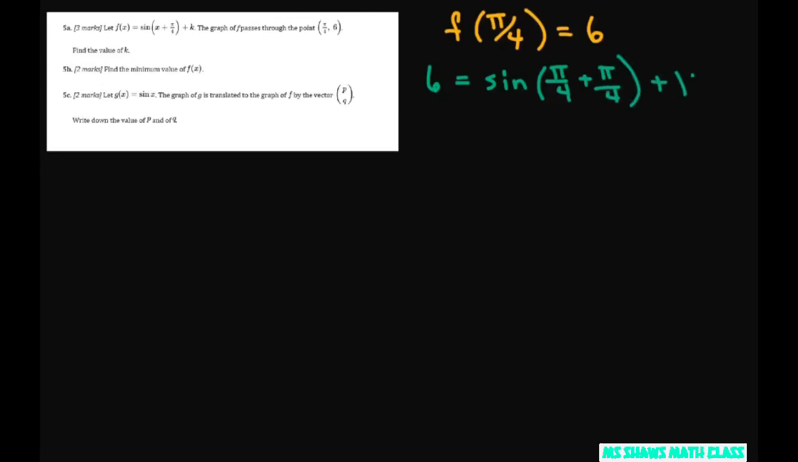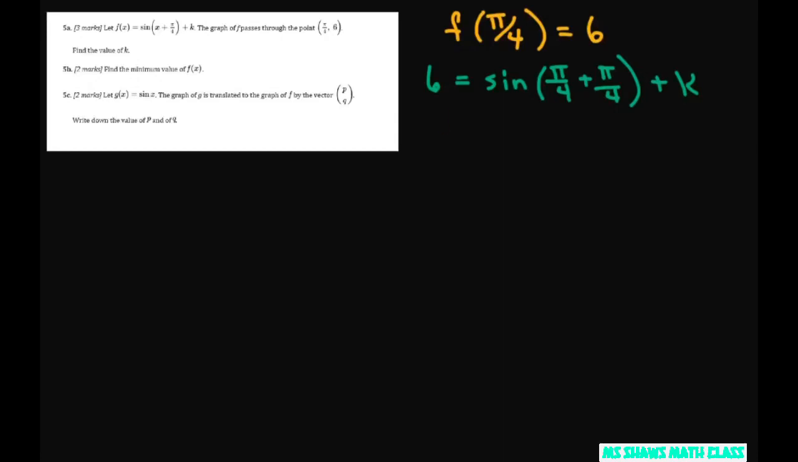So for the k part, we know that f of pi divided by 4 equals 6. So just set that to your equation. So you have 6 equals sine. Now for x, put pi divided by 4 plus pi divided by 4. And then we have plus k.